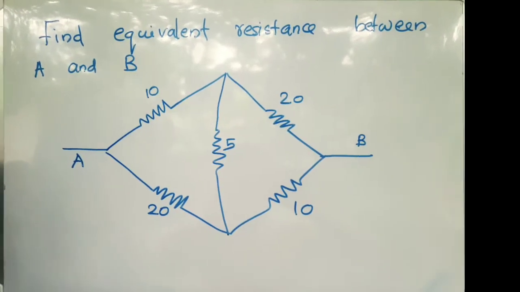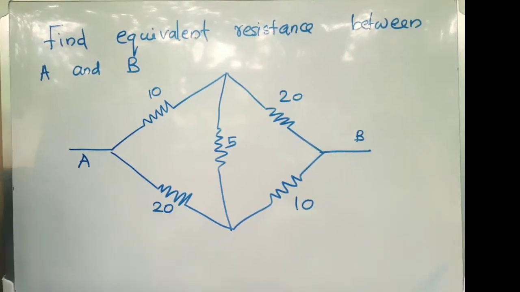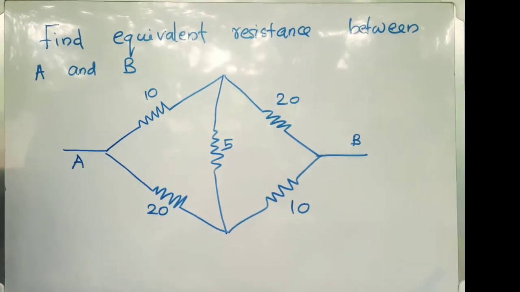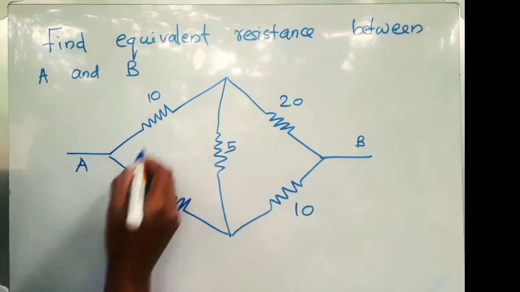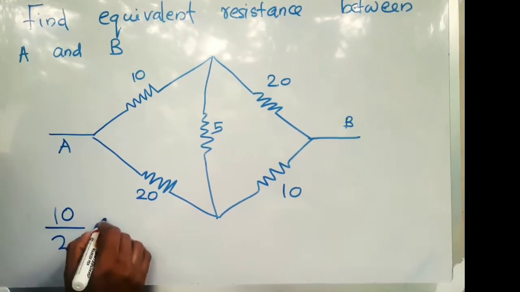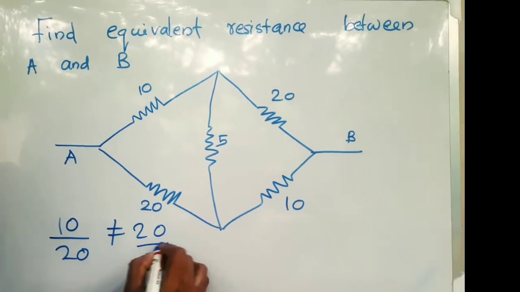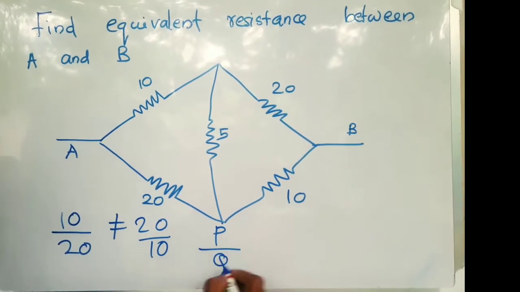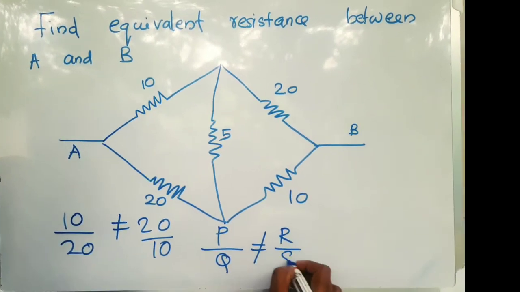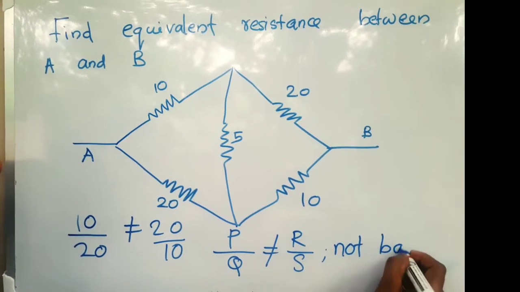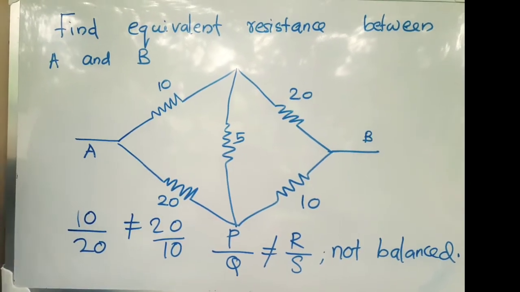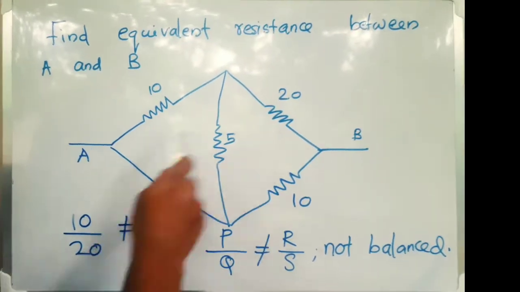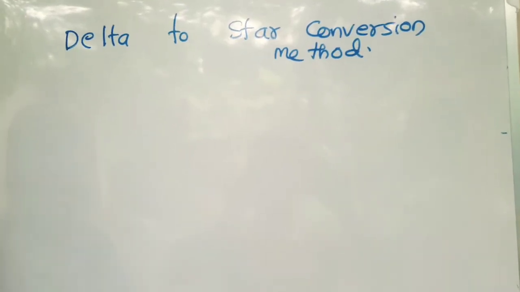An example question is: find equivalent resistance between A and B. This is a Wheatstone network. We can see this bridge is not in balanced condition because P by Q ratio, that is 10 by 20, is not equal to 20 by 10 ratio. Therefore, we can say P by Q is not equal to R by S and the bridge is in unbalanced condition. In such conditions, we cannot open circuit the middle branch and we are using delta to star conversion method.